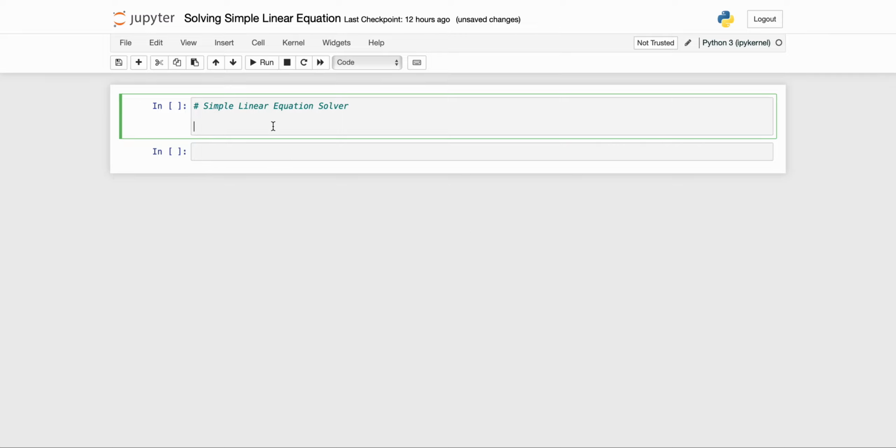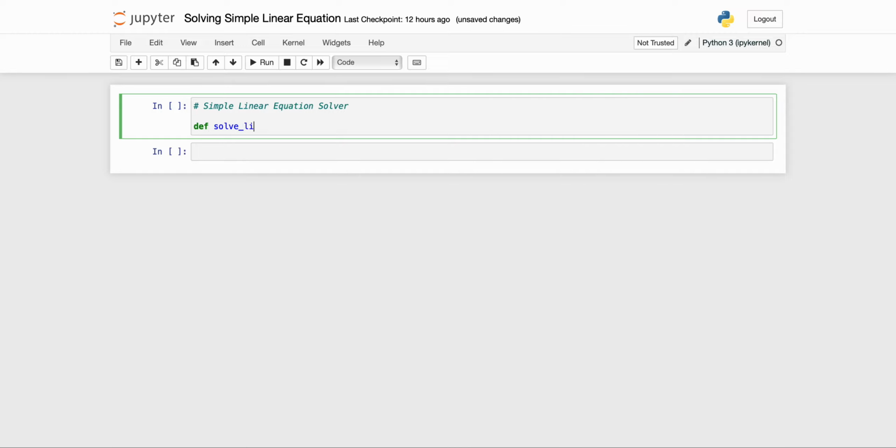Hello everyone. Today we'll learn how to do a simple solving linear equation, kind of like a calculator in Python Jupyter Notebook. So let's make the simple linear equation solver. So we'll start with the definition.